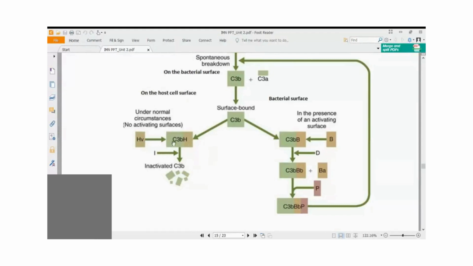Unfortunately enough, this mechanism is not there on the bacterial surface membrane. If it was there, bacteria also could have avoided this mechanism of its killing. This mechanism of not allowing the building up of C3b complex on the membrane is present only on the host cell surface, but not on the bacterial surface. On the bacterial surface, that C3b-B complex formation takes place successfully.